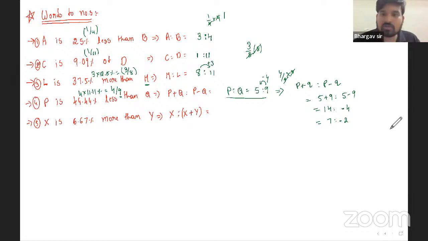Okay, so once you get P and Q in terms of units, those units can be kept in P plus Q and P minus Q also. Now what happens in the next question?